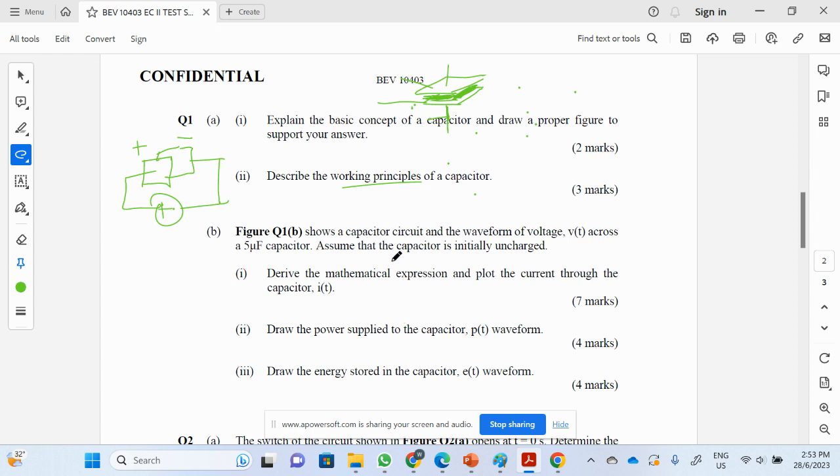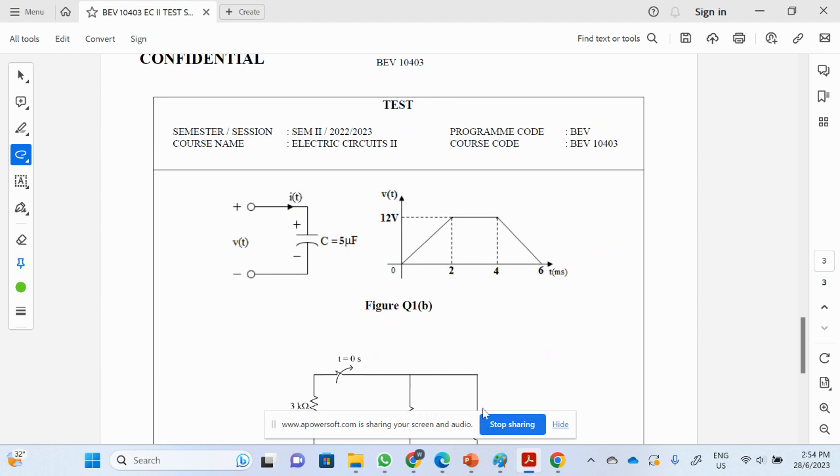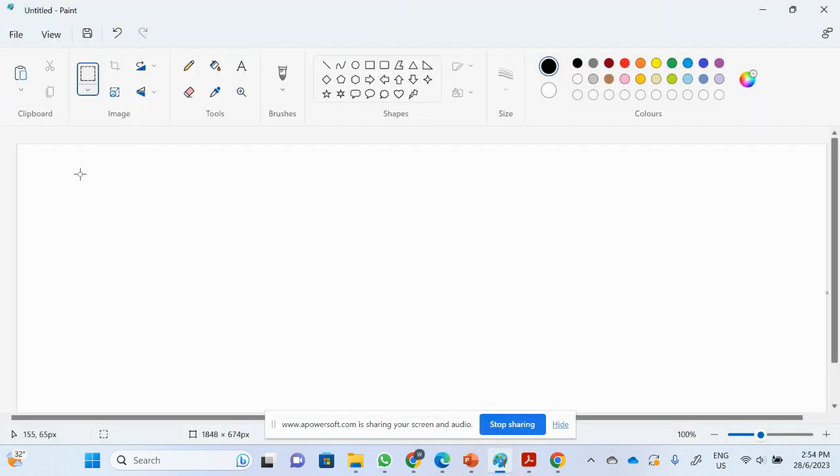Contohnya. Okay, untuk soalan B, it is based on waveform yang diberi. Okay, then you have to express the mathematical expression first, lepas tu dapatkan sebutan I. Okay, so ini adalah graf yang diberi. Okay, let me write it here lah. V volt, and then here is T in millisecond.